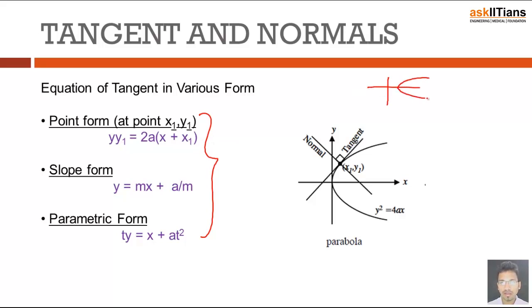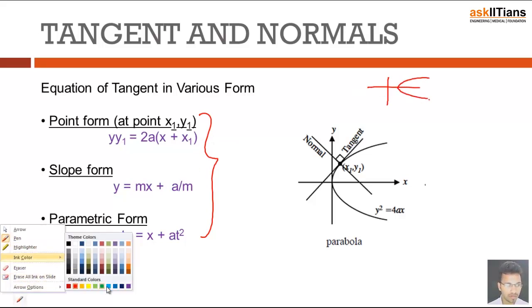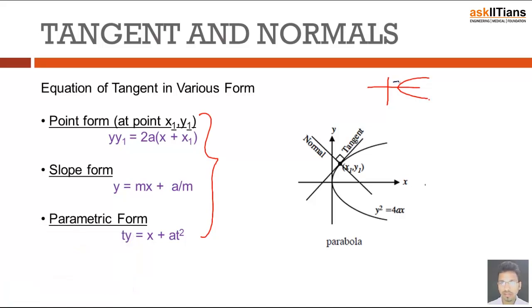Now if this is my curve, and if this is a tangent, let me draw it using another color. Yeah, so a tangent is the line which is touching the parabola at one point. Now if I say x1, y1 is the point where the line is touching the parabola, this line becomes the tangent. So we have the point, and the slope we can get from the equation of the parabola or any curve.